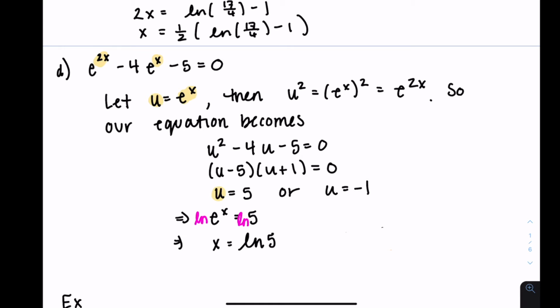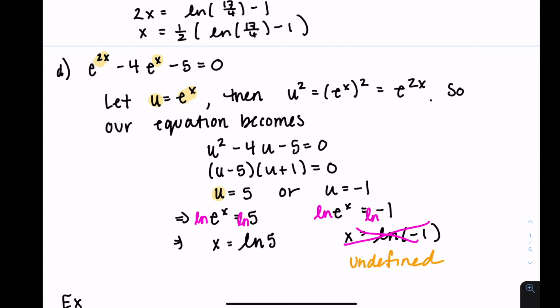Now if I go back to this other one, I get e to the x is negative 1. And you might notice here you have a bit of a problem because e to anything should give you a number greater than 0. So really this isn't going to work. But if you weren't 100% certain, go ahead and take natural log of both sides. And this is telling us x is equal to the natural log of negative 1. And that is a problem. Can't do that. This is undefined. So I really just get a single solution. X is the natural log of 5.